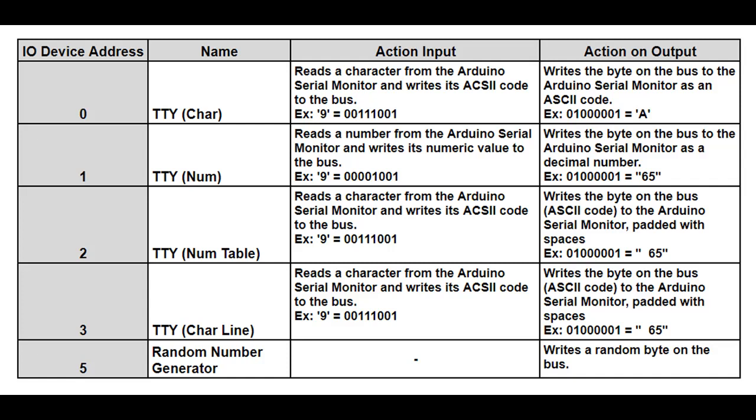And finally, device number 5 is a random number generator. So if you try to read from it, it will print a random byte on the bus. So if you want to do a game, or if you want to do something that involves some randomness, you can use that. So that's it for the I/O part of our project.